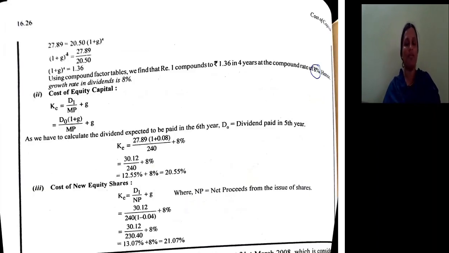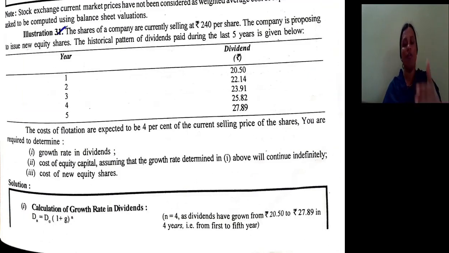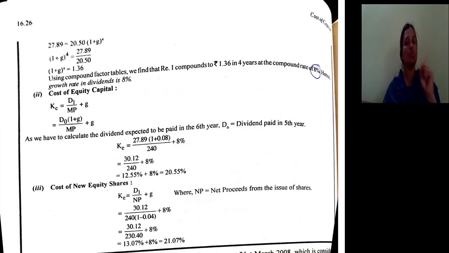So 20.5 into (1 plus growth rate) to the power n. n means over 4 years, counting from the first year and leaving that first year out. So over 4 years, 20.5 rupees had become 27.89. So n should not be taken as 5, because here we are considering D1 as the 5th year dividend and D0 as the first year dividend. Over how many years? From the first year to the 5th year, so over 4 years it increased.